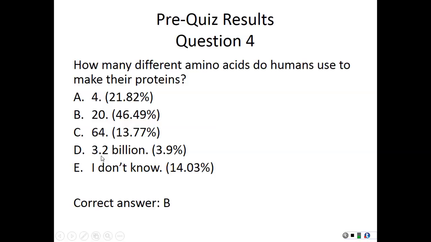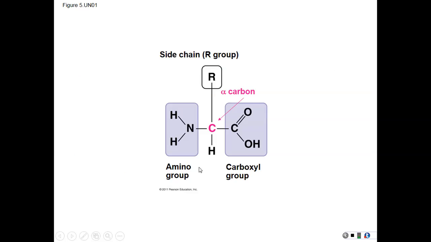But the answer to the question was, there are 20 different amino acids that we use to build all of our different proteins. And what makes one amino acid different from another is very simply what's going on over here, all right? So that R is shorthand for 20 different chemical structures that you can dress these core parts of the amino acids up with. Each of the 20 different amino acids has a different R group.